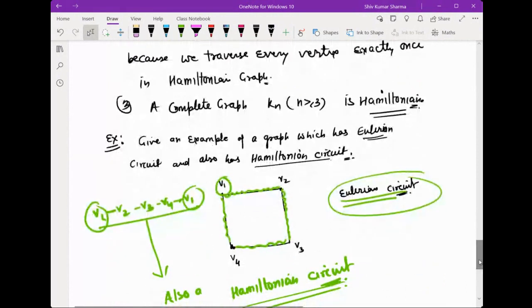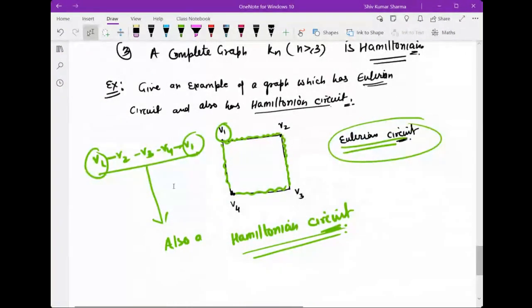Now, the third important point is the complete graph. We already defined the complete graph earlier. So K_n, which has three vertices or more, n greater than or equal to 3, is an example of Hamiltonian. These are related to the simple examples we already discussed in the previous case. So these two graphs are very important, one is Eulerian and the second is Hamiltonian.